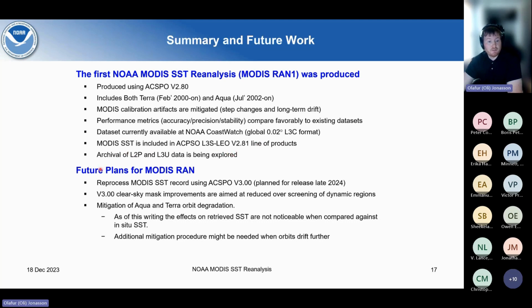As for the future of MODIS RAN, we plan to reprocess the MODIS SST record using ACSPO 3.0, which is planned for release in late 2024. The updates in 3.0 will be mostly aimed at the clear sky mask and at reducing the overscreening of dynamic regions. We also might need to do some additional mitigations for Aqua and Terra orbit degradation. As of this writing, the effect on SST by the orbit degradation is small, so we don't really see it when we compare to in situ SST. But as the satellites drift further, we might need to perform additional mitigation procedures.